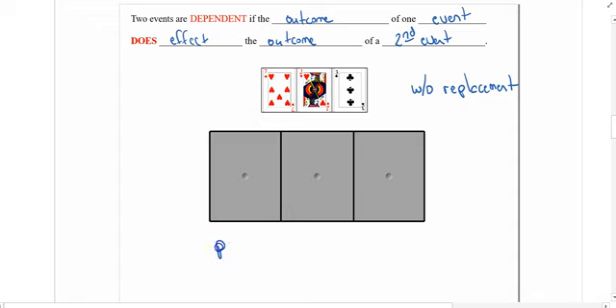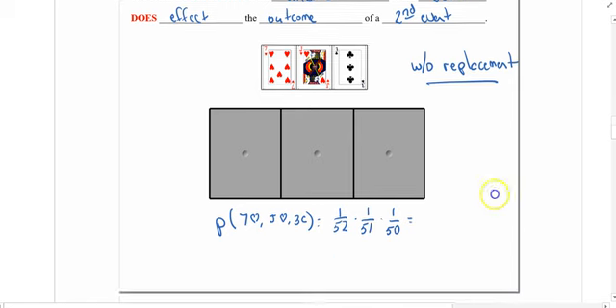So if we're looking at the probability of getting, say, the 7 of hearts, followed by the Jack of hearts, followed by the 3 of clubs, without replacement, the 7 of hearts, well, there's one of those, so that's 1 out of 52. Then we want the Jack of hearts, and there's one Jack of hearts, but there's no longer 52. Now there's only 51. And then the 3 of clubs, there's still one 3 of clubs, but there's no longer 51. Now there's 50. So the bottom number changes each time, and then you would have to multiply all those together to get your final answer.